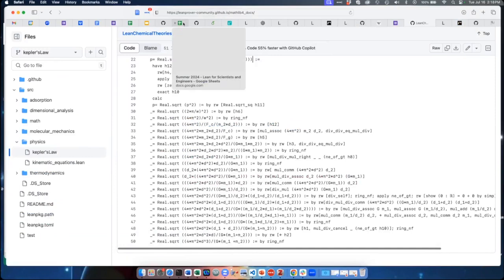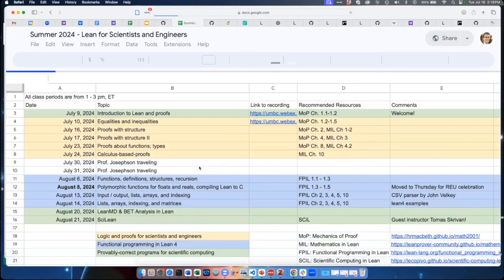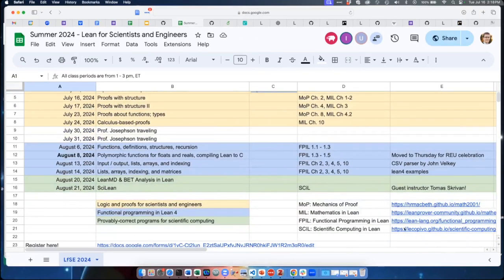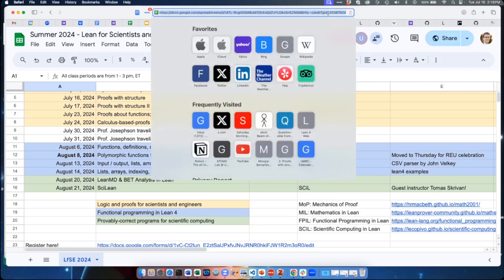So, okay, in the Lean for Scientists and Engineers spreadsheet, we have actually 4 different references. 3 of these are textbooks that have various amounts of exercises. Mechanics of Proof is based on Math 2001. Let me find it again. I have too many tabs open for today. I'll just start a new one.